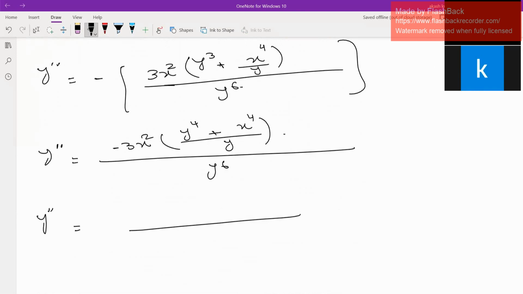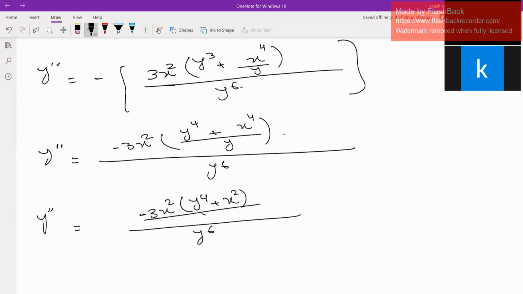And then minus 3x squared y^4 plus x^4 divided by y^6. Can I take this y^6 outside and multiply with the denominator?